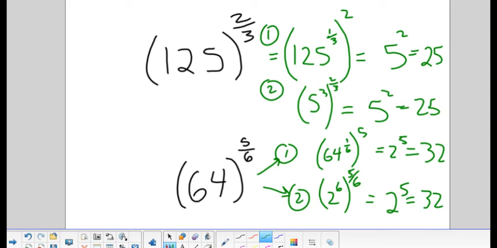And I do the same thing here with 64. Change it to 2 to the 6th to the 5/6, which is 2 to the 5th, or 32. Or the 6th root of 64, it would be 2. So 2 to the 5th is 32. Either way is pretty good. And again, you see that it is really important for you to understand and know some of those powers, more than just squares.